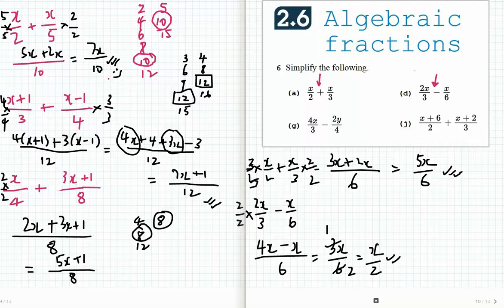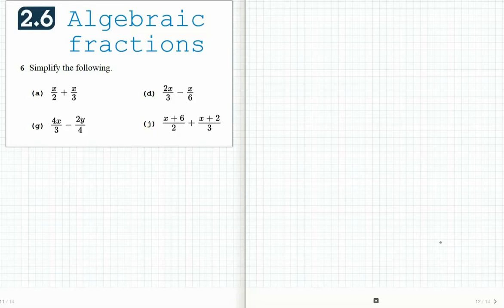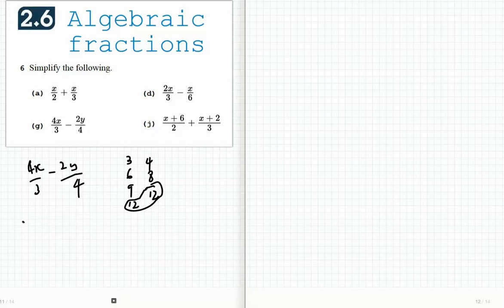I'm going to go over the page. Okay, the last two examples. G is 4x on 3 minus 2y on 4. 3, 6, 9, 12, 4, 8, 12 is the lowest. Therefore, I wish to express them both out of 12. To get this out of 12, I multiplied it by 4 on 4, so that gives me 16x. To get this out of 12, I multiplied it by 3 on 3, which will give me minus 6y.